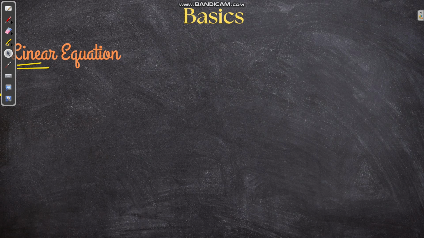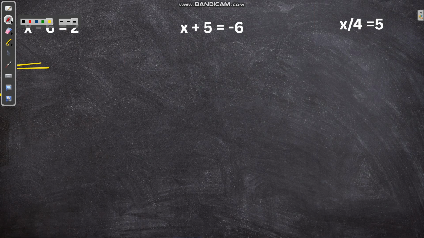Let's see how to solve simple equations. Let's take the first example, that is x minus 6 is equal to 2. There are many ways to solve. The first way is, take this minus 6 on the other side. So x will be equal to 2 plus 6.